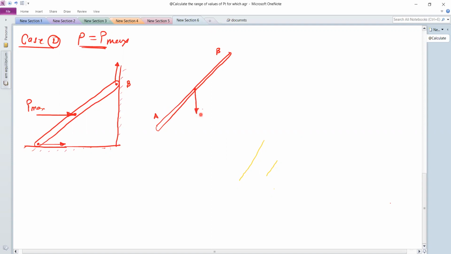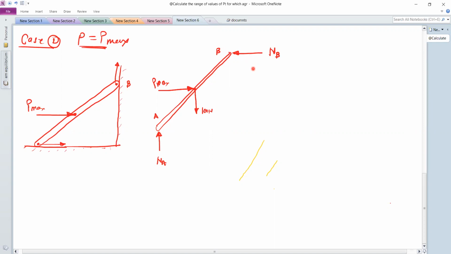This is the weight force, which is equal to 100 Newton. Then this is the external force, which is P max. Then at point B, there is a normal reaction, so this is NB. Then this is normal reaction NA. Now show the direction for impending motion.